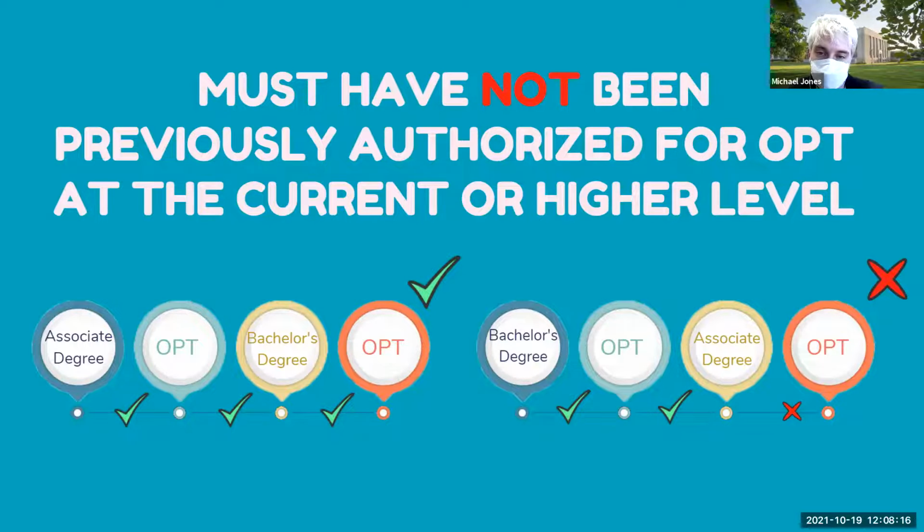Now, on the right-hand side, you'll see what you can't do. Say you originally got your bachelor's degree, and then you did OPT after that, and then you decided, I want to come to PCC to learn something else. Then you wanted to do OPT again. Unfortunately, you cannot do that because you've already done OPT at a higher level. So that's not allowed. If you're confused about this, reach out to your advisor and we can let you know whether or not you're eligible for OPT.